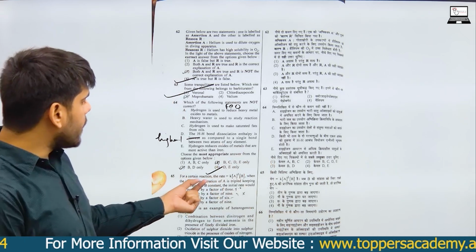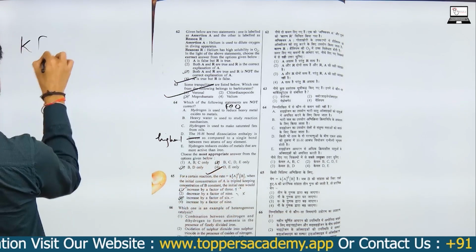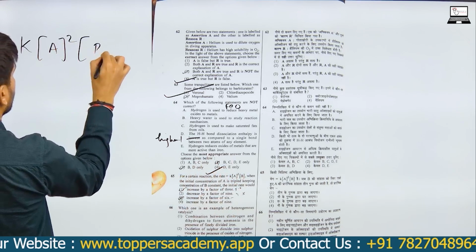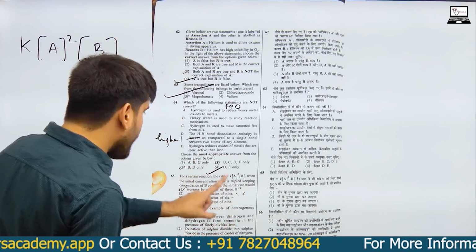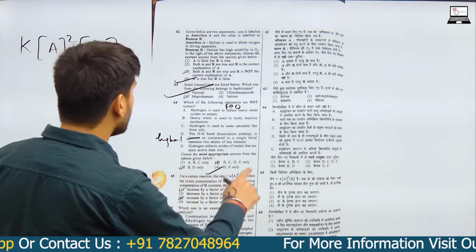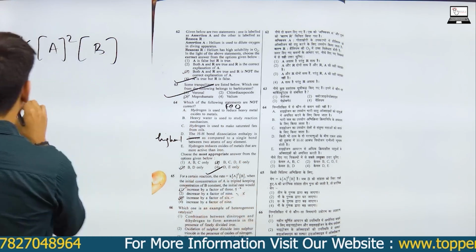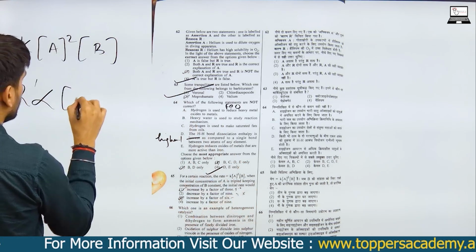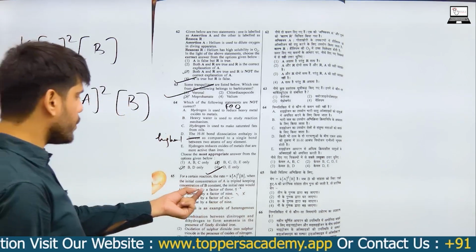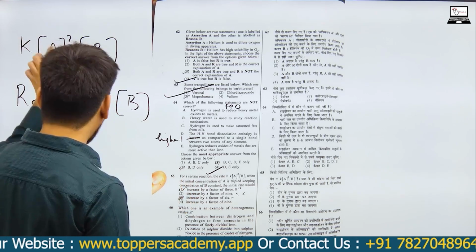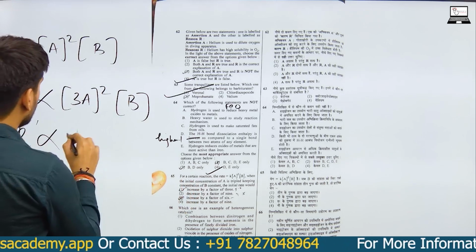Let us discuss the next question. For a certain reaction, the rate is given to be k times [A]^2 and [B]. What it is saying, the initial concentration of A is tripled, keeping the concentration of B constant. So the new rate R dash will be proportional to [3A]^2 and B is same. That means the concentration of B is constant and A becomes 3.